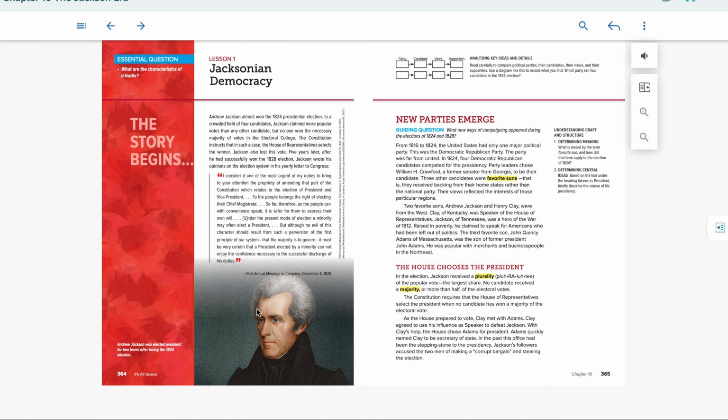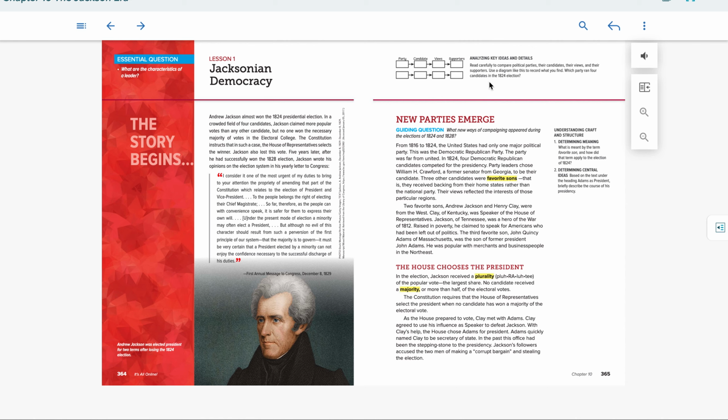So here's a picture of Andrew Jackson. Andrew Jackson was elected president for 2 terms after losing the 1824 election. Also, want to look at the essential question. What are the characteristics of a leader? These are more just things to think about. You do not have to write these down. We want to look at analyzing key ideas and details. Read carefully to compare political parties, their candidates, their views, and their supporters. Use a diagram like this to record what you find.